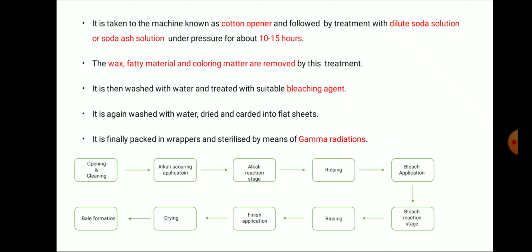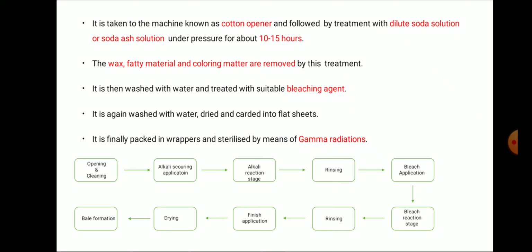The wax, fatty material and the coloring matter are removed by this treatment. Okay, and this is then washed with water and treated with a suitable bleaching agent. It is again washed with water, dried and carried out into a flattened sheet. It is finally packed in wrappers and sterilized by means of gamma radiation.